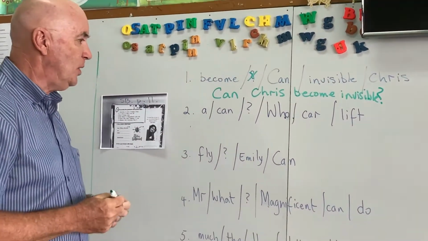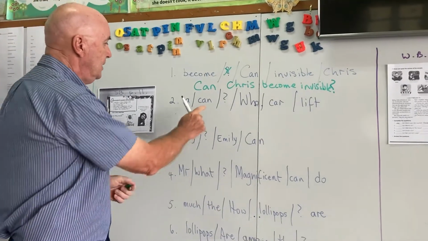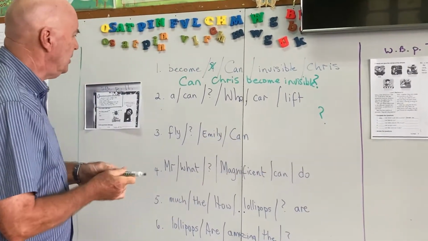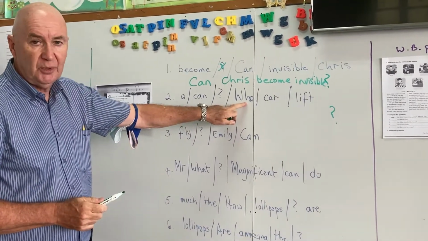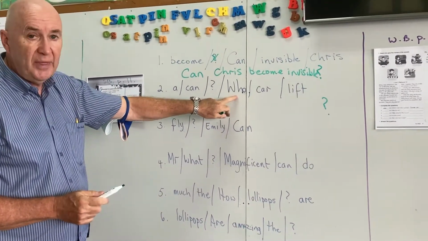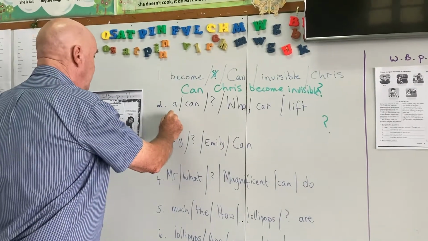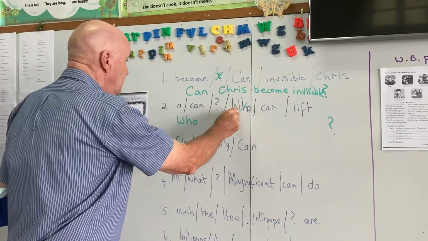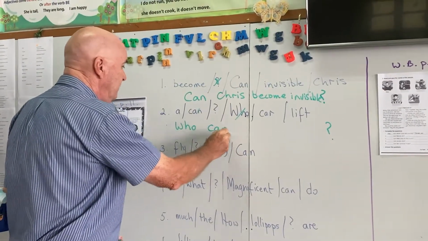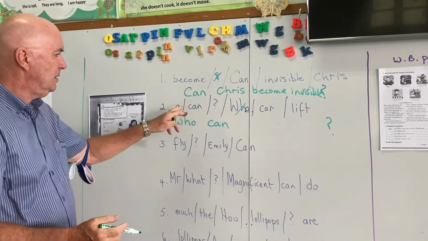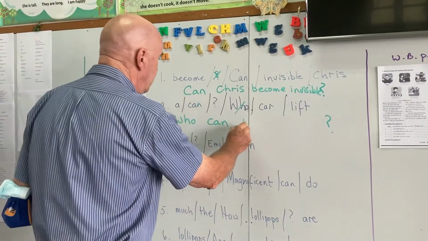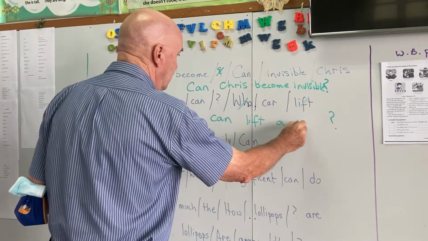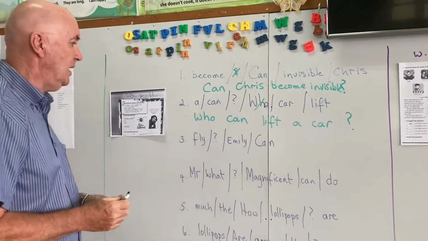Let's look at number 2. Okay, there's our question mark, that must come at the end. Now look, we've got a WH question word here. So we know that must come first. So it's going to be who, and then can. So who can. Then we need our verb. What are we doing? Our lift. Who can lift a car? Who can lift a car?